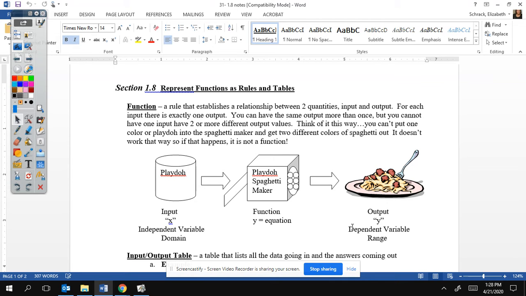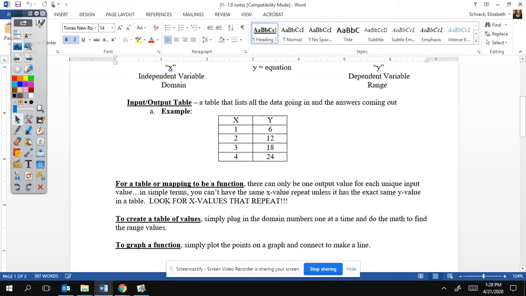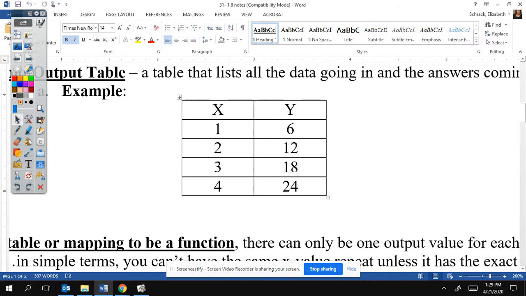So let's think about this in math terms. Let's think about X as being our inputs, or what kind of Play-Doh am I putting into the spaghetti maker? And then Y is the color spaghetti that's going to come out. And we have to determine, is this following a rule? The basics of this table is there's going to be some options. So let's just start with 1 to 6. Let's see if we can figure out a rule.